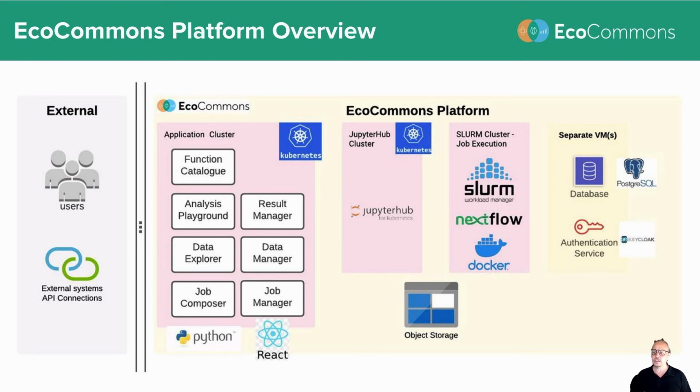The third cluster is the Slurm cluster. This is where we do the job execution, so this is what we're focusing on most in this presentation. Here we are running Slurm as the scheduler, and we have Nextflow and Docker for the execution of the workflows. In addition, we have separate virtual machines running services like database, authentication, and Elasticsearch. We also have object storage, and all of this is currently running on the Nectar Research Cloud.